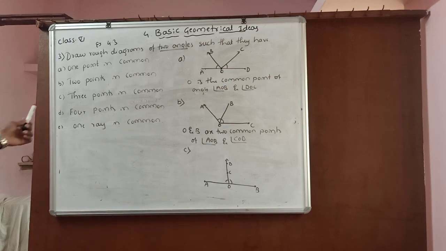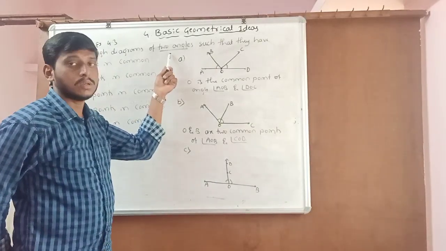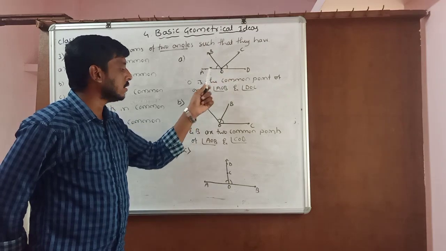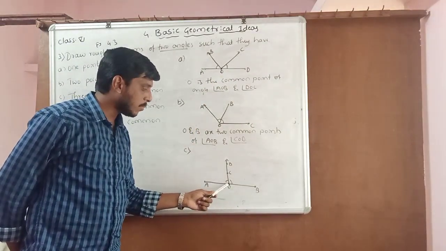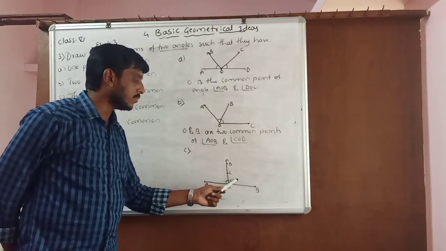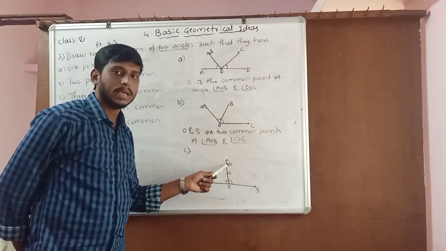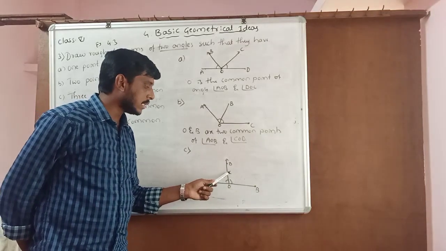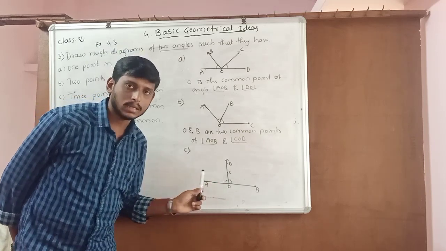So for the third one, 3 points in common, how many angles do they want? Two angles. Here also we got two angles. How many points do they want? 3 points. O, C, D are three common points for both angles AOD and BOD. How many points? 1, 2, 3. O, C, D are three common points for both these two angles.